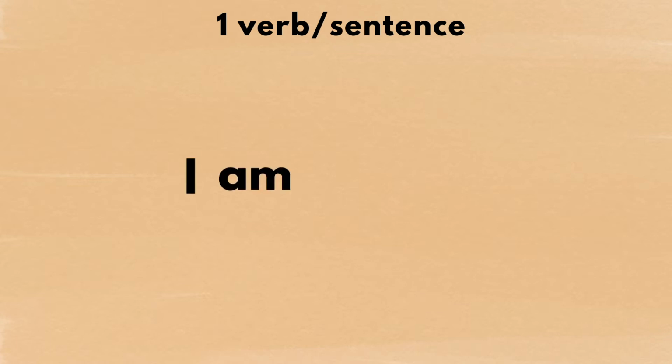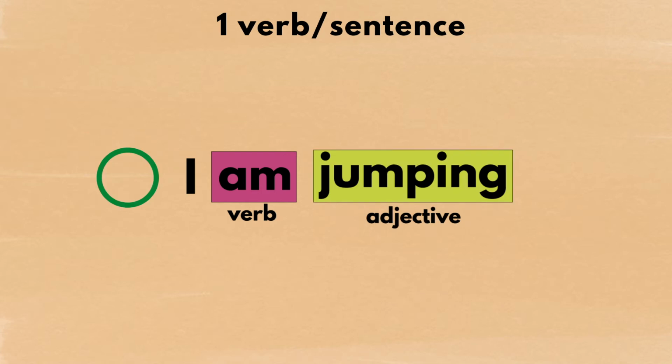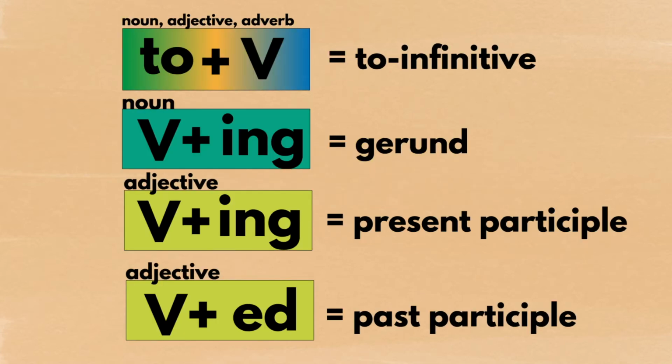For instance, in the following sentence, I am, the word am is a verb. So if you put another verb, jump, in the sentence, it will be wrong. You have to change the word jump into jumping. Depending on what part of speech you need, you can change the verb into 4 different non-finite verbs. I'll talk about what each one does in a minute, but before I do, let me tell you another reason why non-finite verbs are important.